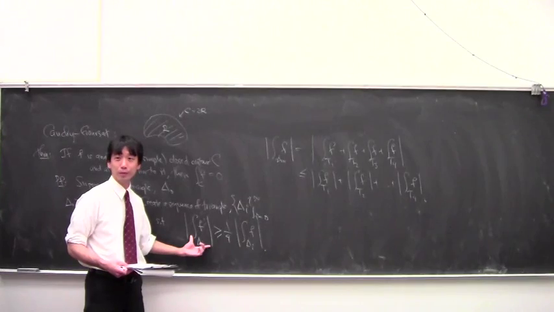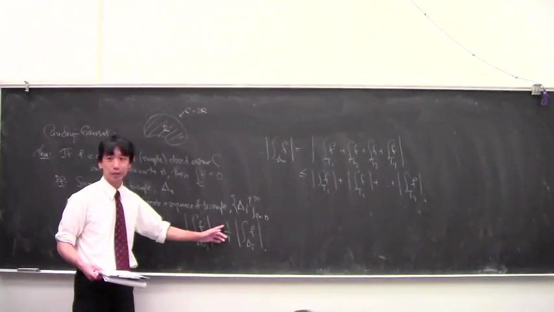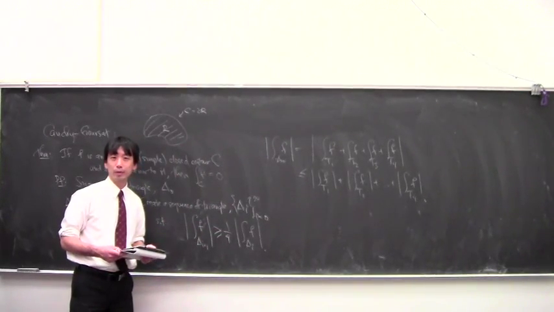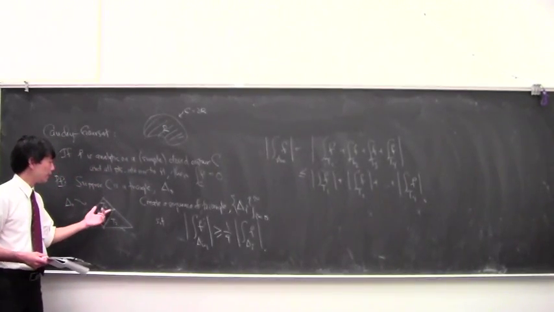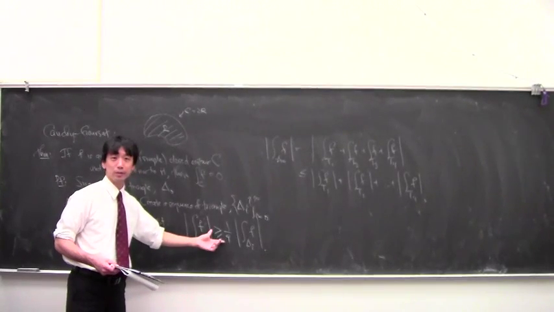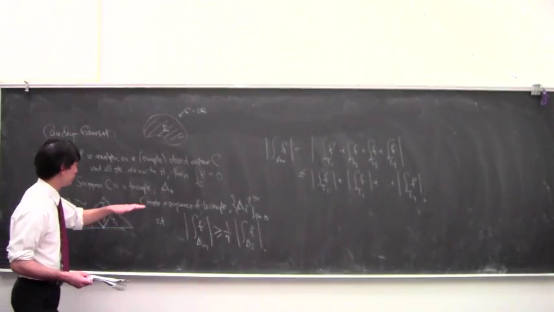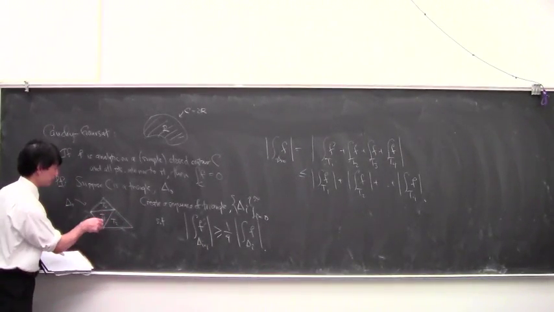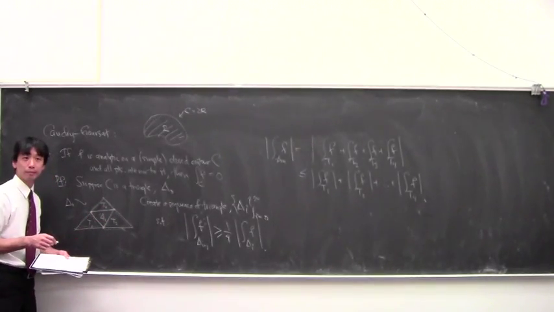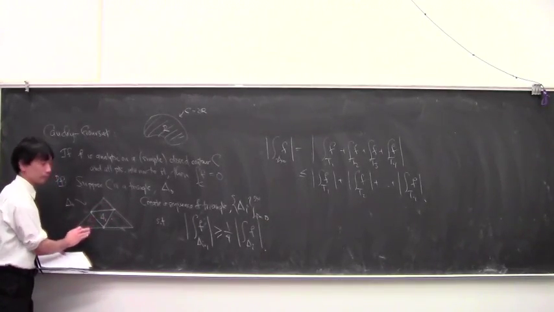If all of the integrals over the smaller paths were less than a quarter, then we'd get a contradiction. So at least one of the triangles has to satisfy this. So choose that one. Let's say that it's T3, and we're going to call that one delta 1. And then we ignore all the other terms.